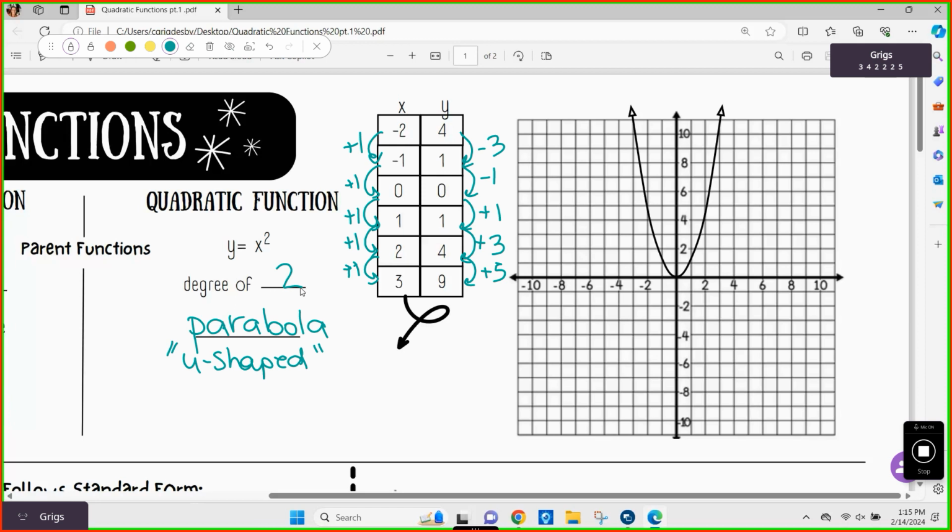So in the linear function, it had a constant rate of change happening, correct? Does my quadratic function have a constant rate of change happening? No. That's better. It has a pattern.